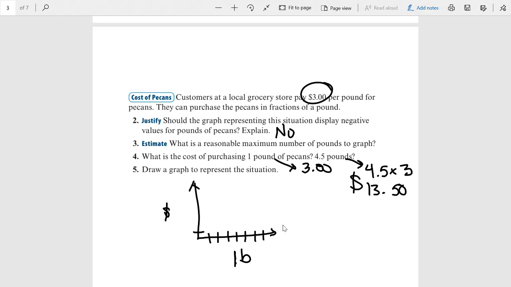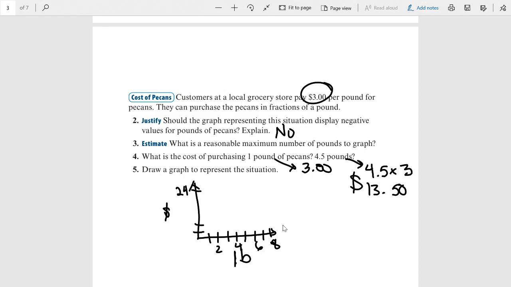We can think about how many pounds to put on here, depending on what you want to do. I'm just going to go by ones here so that I have enough room for, let's say, 8 pounds. That should be plenty for an individual person. Maybe they're doing some trial runs of pecan pies. And then for dollar amount, if 8 is my highest amount, that would cost $24. So I should go up to at least $24 on my y-axis.